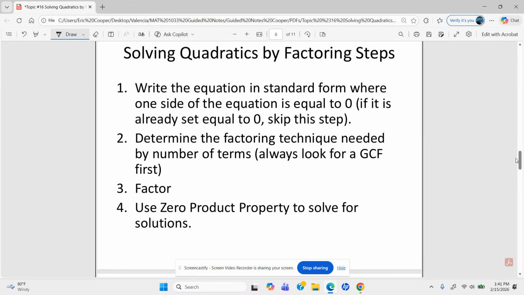We'll also make sure that there's no GCF at this point before we determine the factoring need. We'll then factor it like a normal problem, but when we get down to the answer part, we'll use the zero product property to solve and find our solutions. So you can think of this as just an extension of all the factoring videos we've seen over the last 3 videos, where we're going to factor it, but now we're going to take all of those factors and set them equal to 0 to solve the problems.